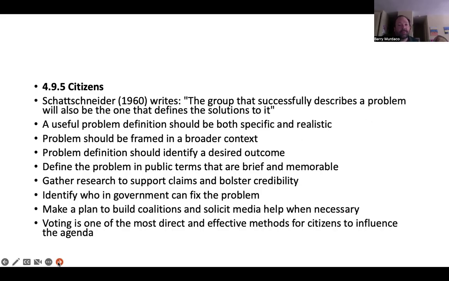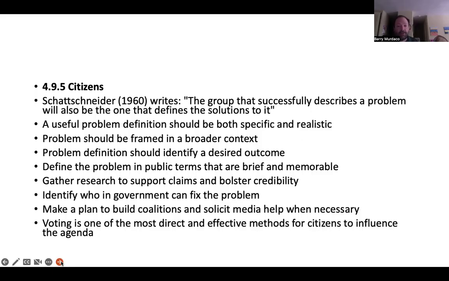A useful problem definition should be both specific and realistic. The problem should be framed in a broader context. The problem definition should identify a desired outcome. Define the problem in public terms that are brief and memorable. Gather research to support claims and bolster credibility. Identify who in government can fix the problem. Make a plan to build coalitions and solicit media help when necessary.